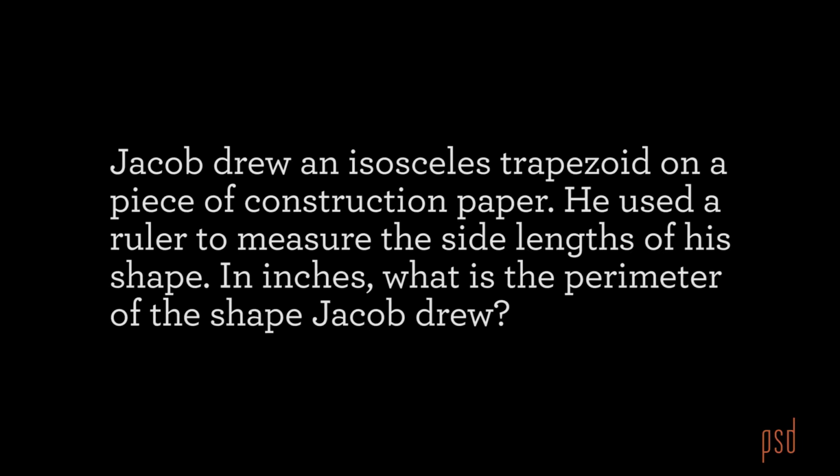Jacob drew an isosceles trapezoid on a piece of construction paper. He used a ruler to measure the side lengths of his shape. In inches, what is the perimeter of the shape Jacob drew?